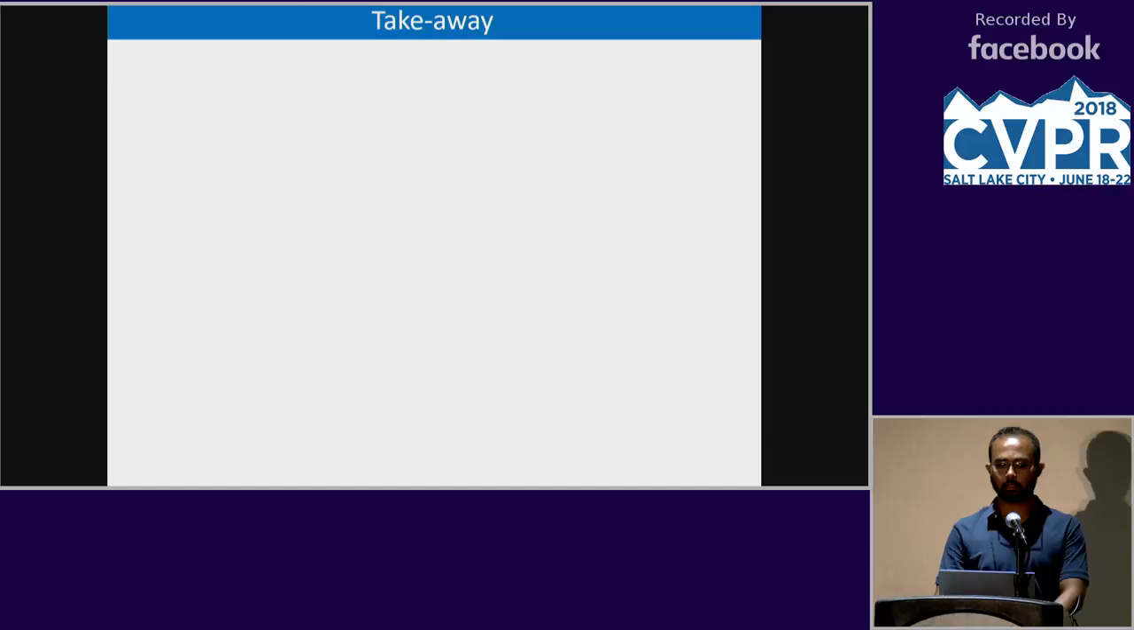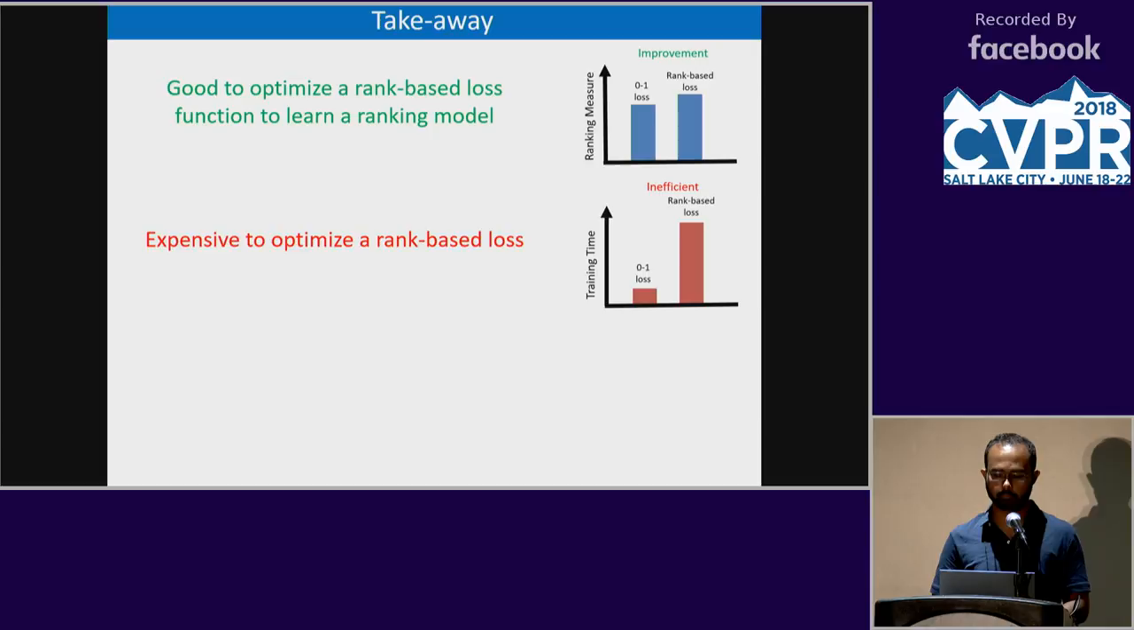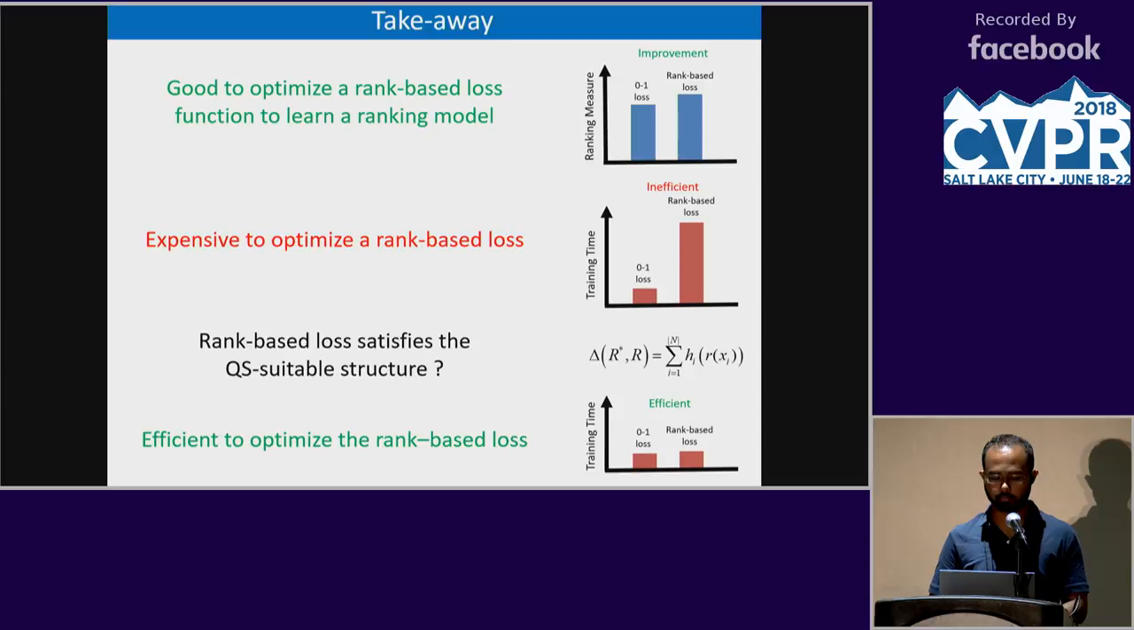The final takeaway from this presentation should be that it's definitely good to optimize a rank-based loss function to learn a ranking model because it leads to better performance. However, it's most often expensive to optimize a rank-based loss function. On the other hand, though, if the rank-based loss function that you're using has a partial QS suitable structure, then you can expect the optimization to be efficient. So overall, you get an improvement in performance, but without any additional computational time involved in it.